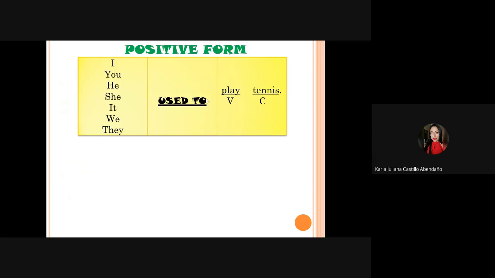Pay attention here. As we have here to, we are going to use also a verb after this, an action verb, right? So this verb is going to be always in the base form, always in the base form, plus a complement. Why in the base form? Because here is the expression used to play. We can say used to go, used to write, used to study, used to travel, used to bring, used to buy, used to work, anything, right? Anything that you want to express.